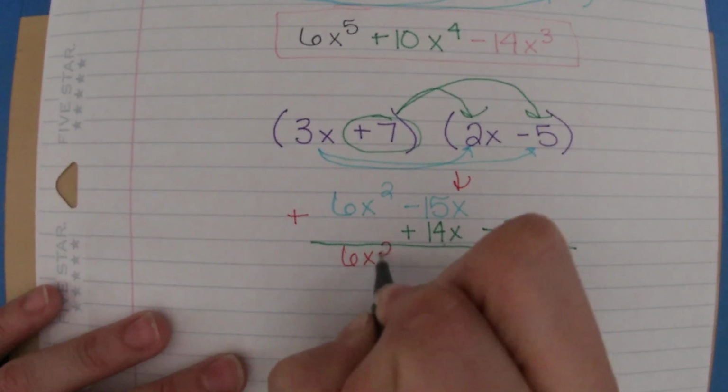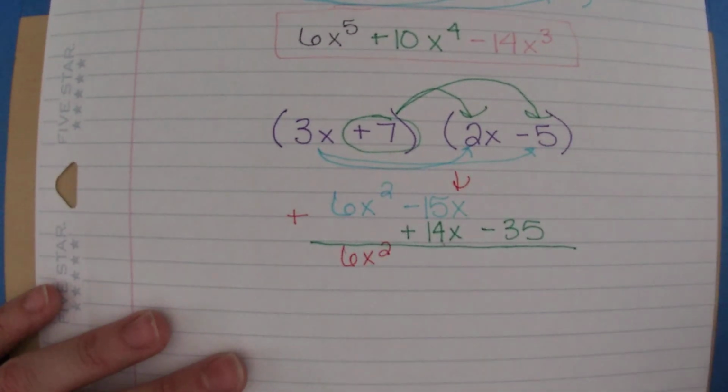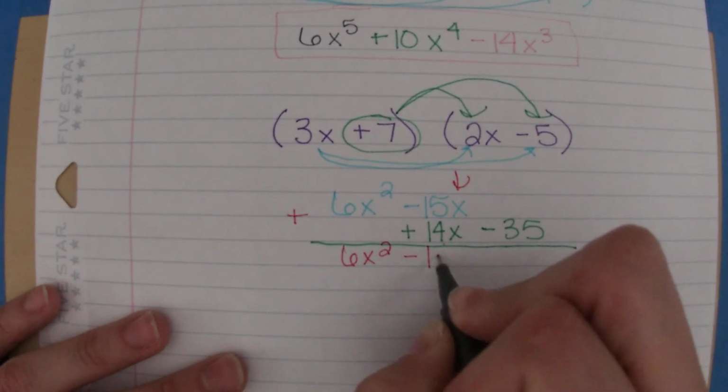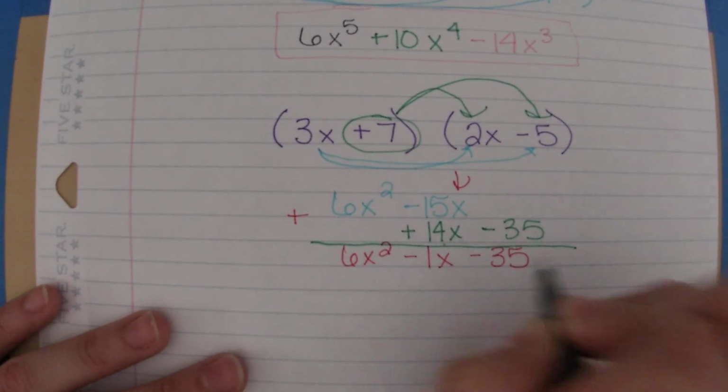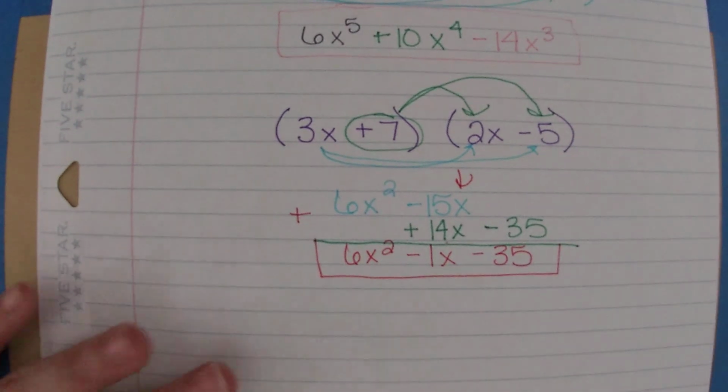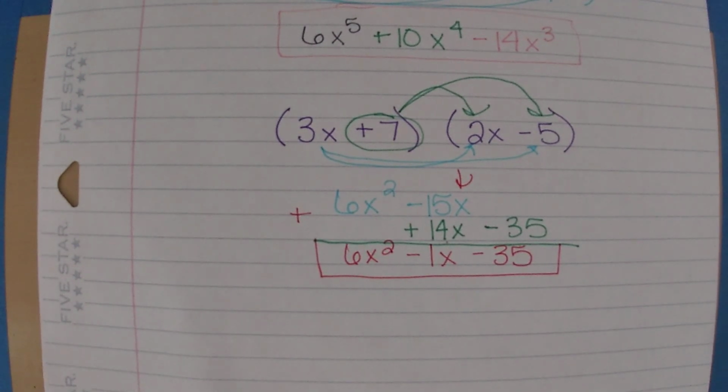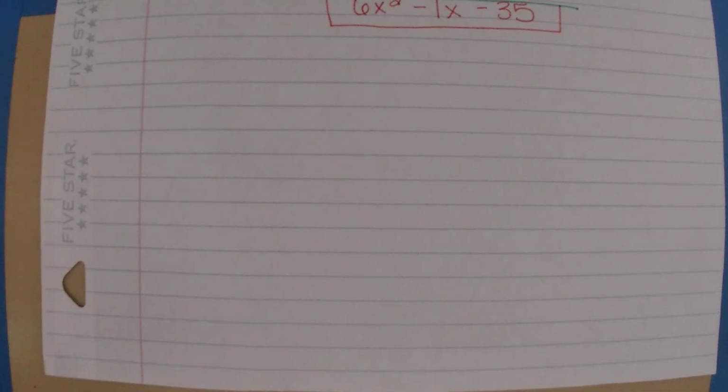So we'll have a 6x squared. A negative 15 plus a 14 is a negative 1x. You could write the 1, but it's not needed. And then minus 35. So the 6x squared minus 1x minus 35 is our final answer.